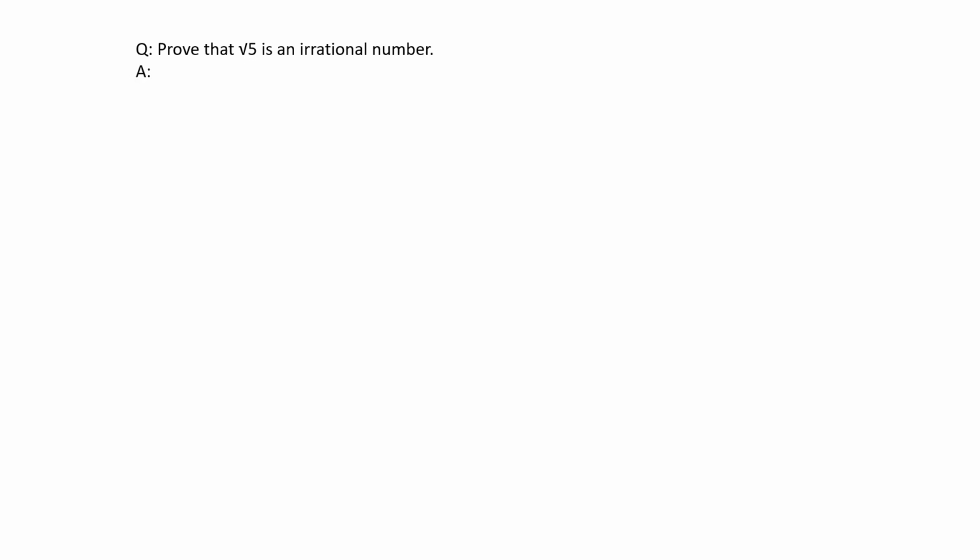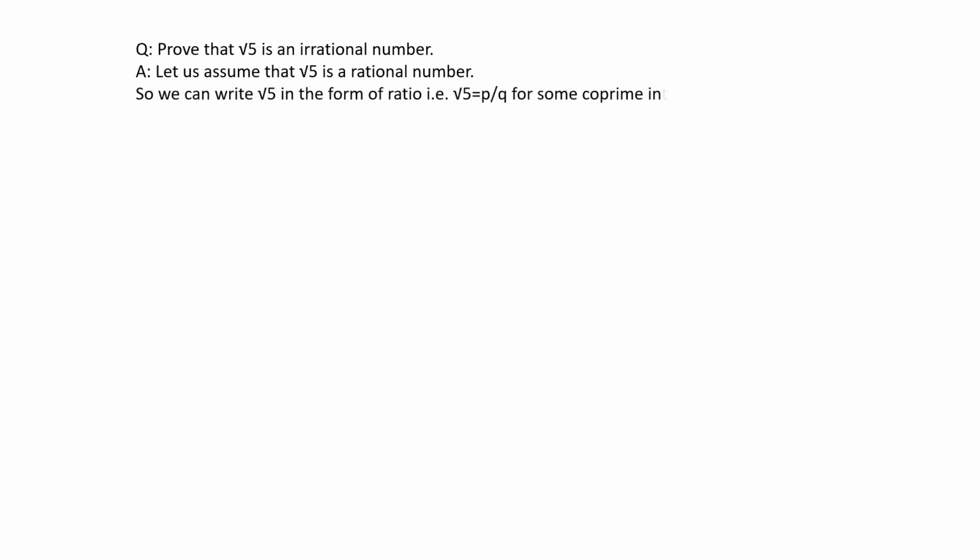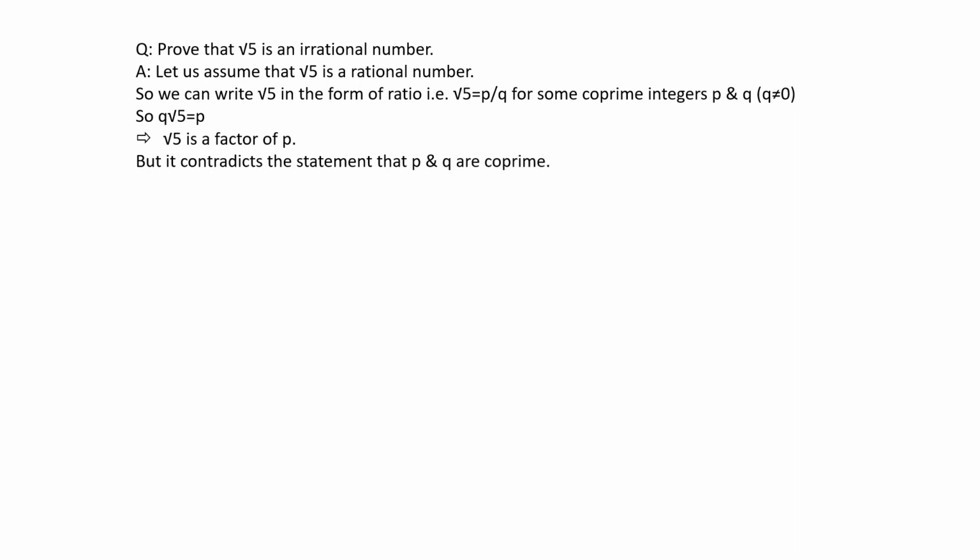Prove that root 5 is an irrational number. Let us assume that root 5 is a rational number. So we can write root 5 in the form of a ratio, that means in the form of p by q, for some integers p and q where q is not equal to 0. So if root 5 equals p by q, we can write q into root 5 equals p. So root 5 is a factor of p, but it contradicts the statement that p and q are coprime.